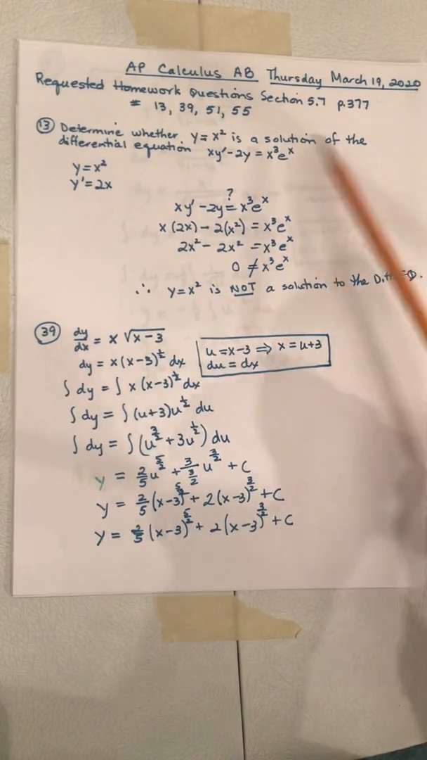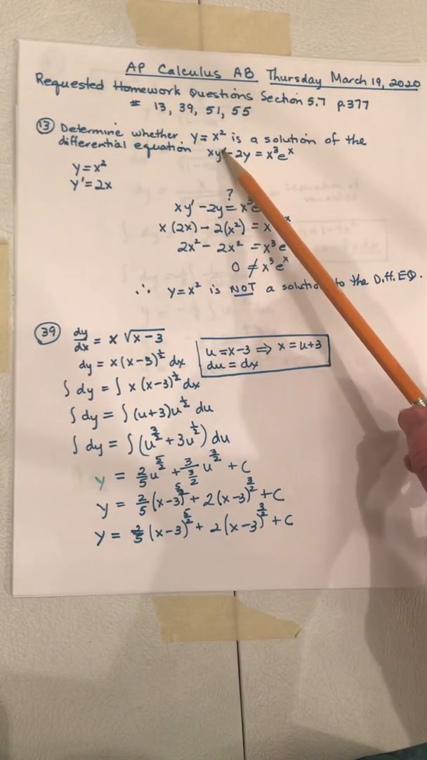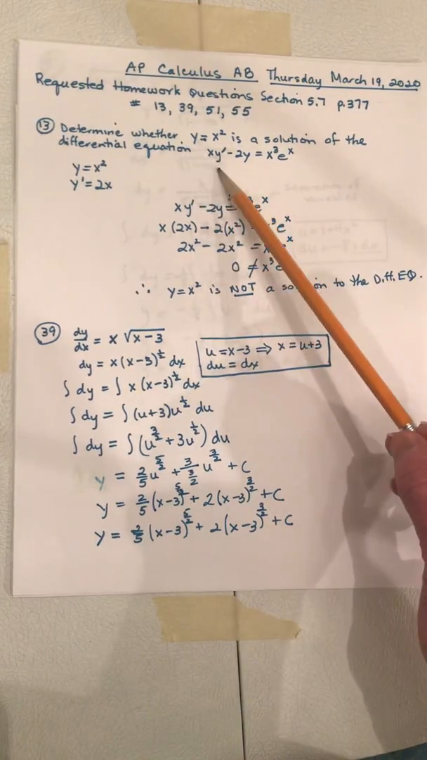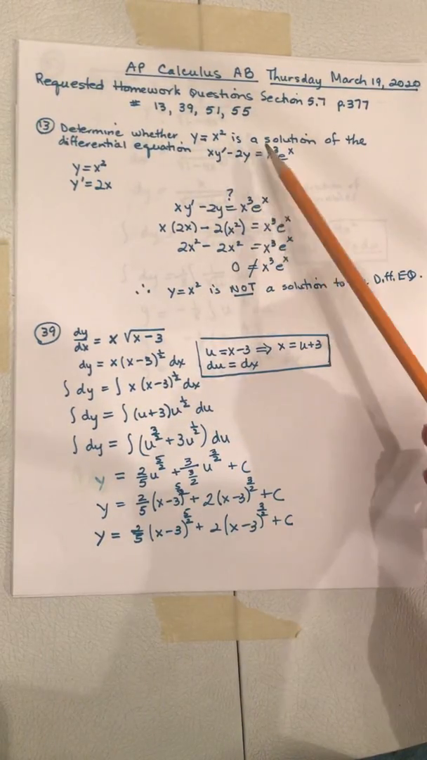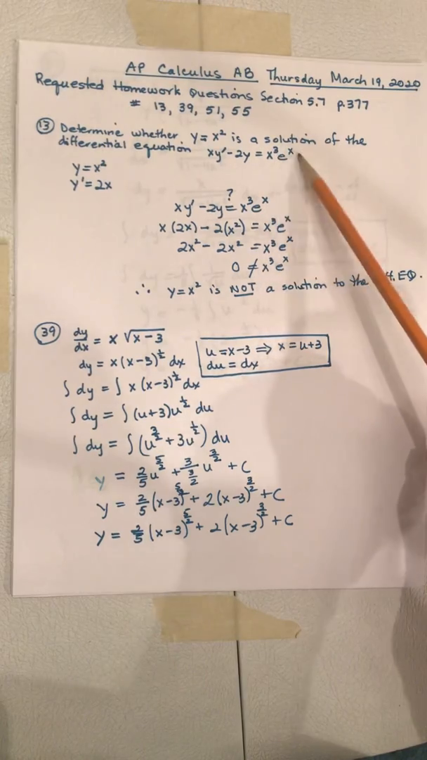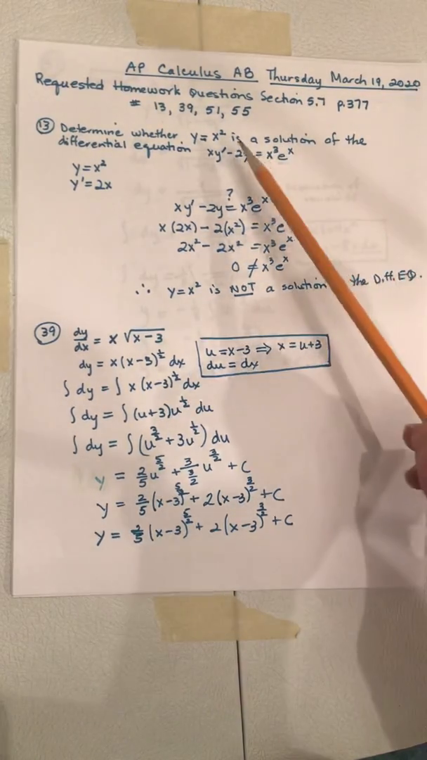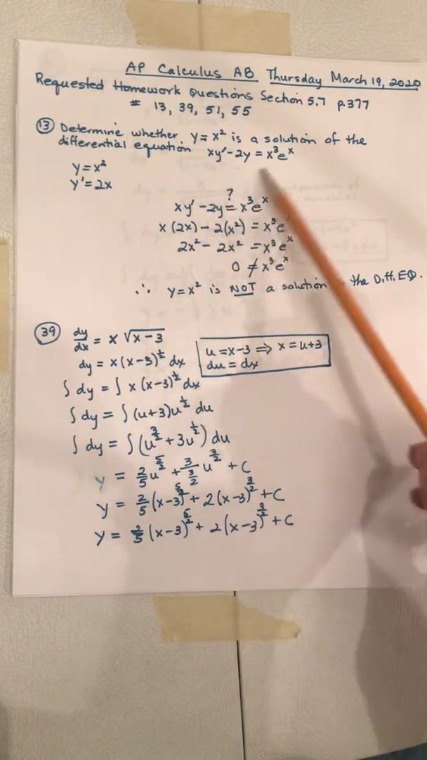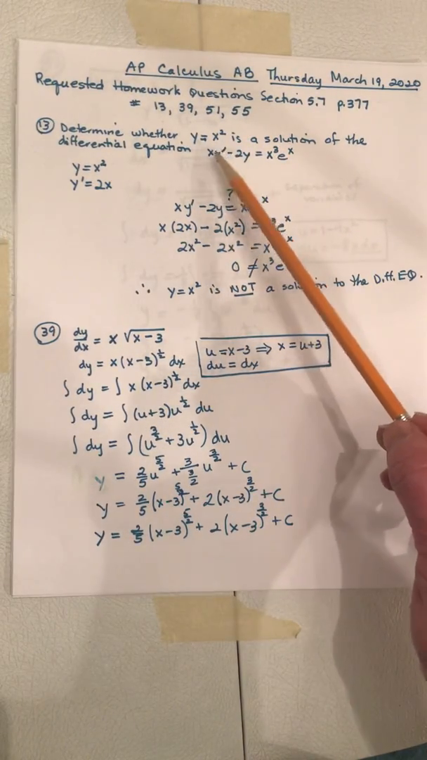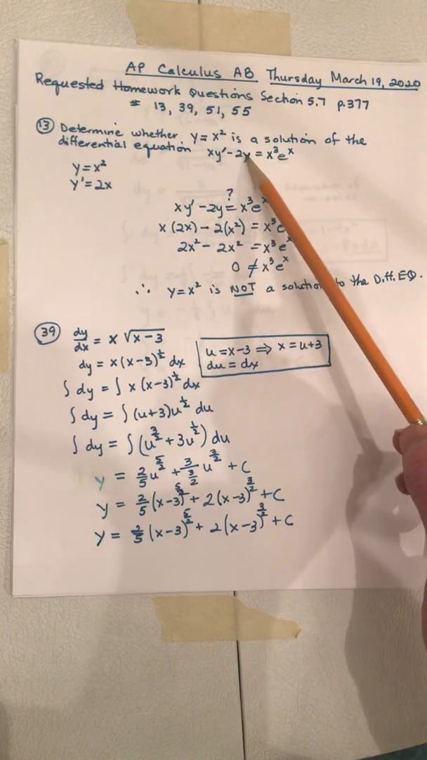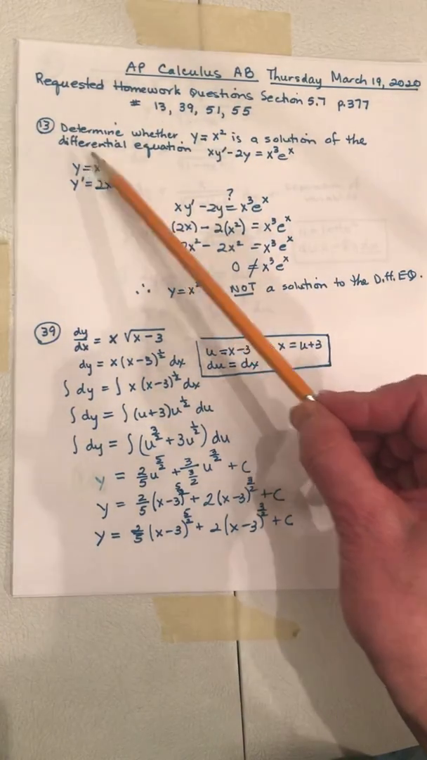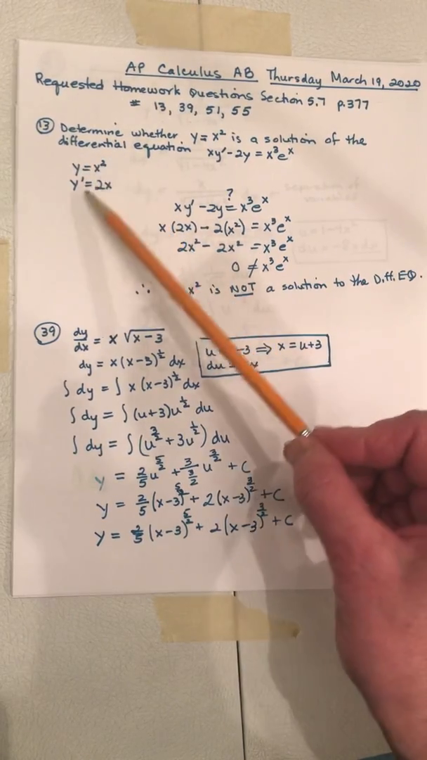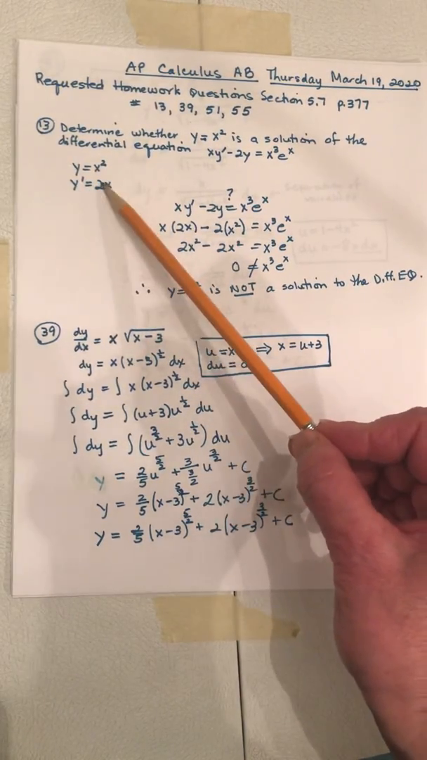The directions were: determine whether y equals x squared is a solution of the differential equation x y prime minus 2y equals x cubed e to the x. Our proposed solution is y equals x squared. Our differential equation calls for a y prime and a y. We have a y, but we don't have the y prime. So we take the derivative of y equals x squared, and we get y prime is equal to 2x.